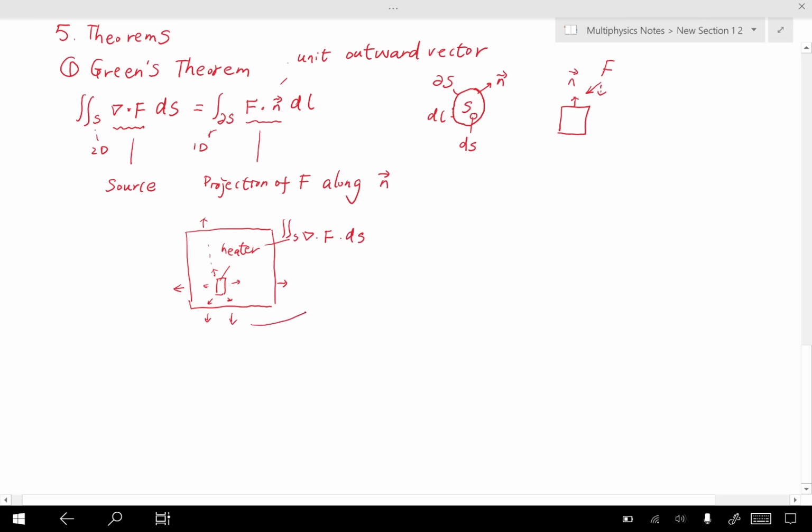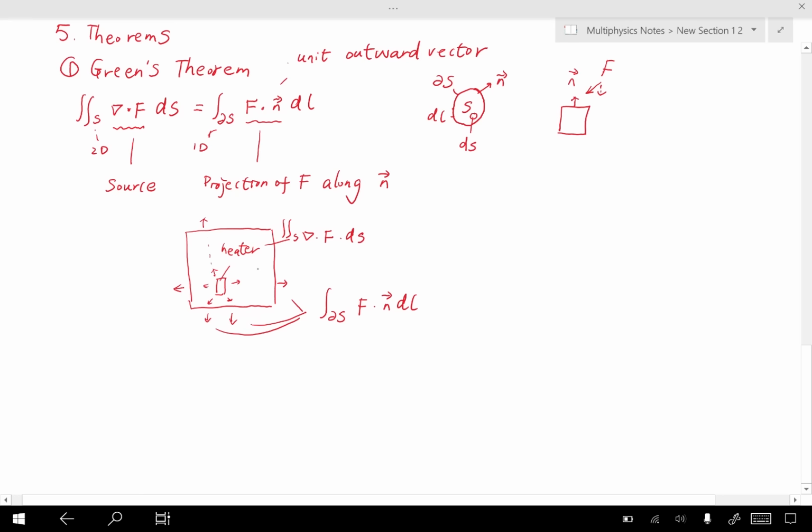And again, we know that the meaning of divergence is source, and the meaning of this one is the projection along N. It's just like this F here can be understood as heat flux. So heat flux is a vector. So it has a magnitude and a direction.